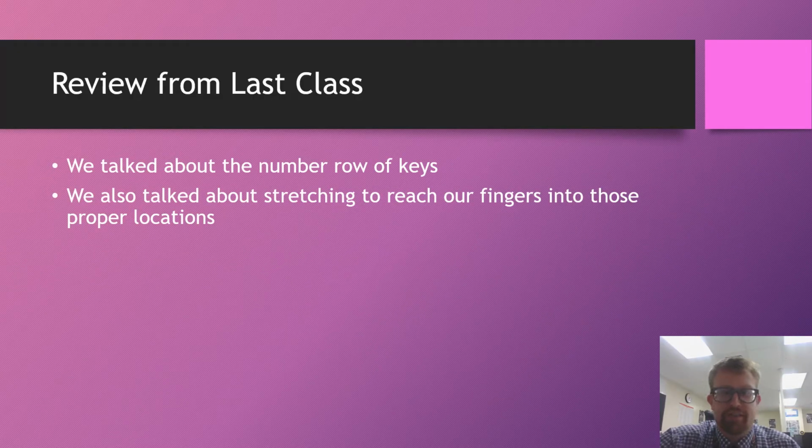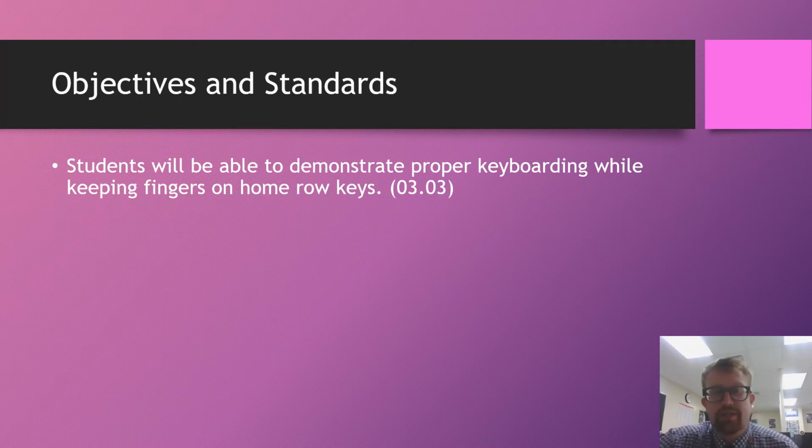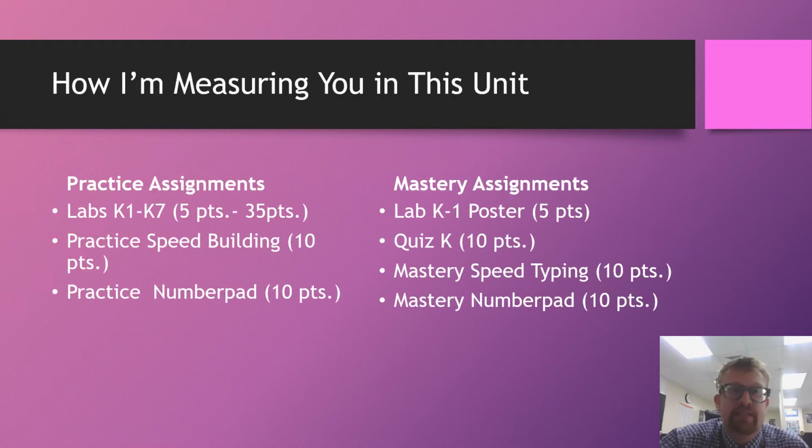So in the last class we talked about the number row of keys, which is the very top row, and we also talked about stretching those fingers to reach those keys, because that row is a particularly tricky row to type. You really have to reach up and hit those keys. So in this lesson, we'll be moving on with our next standard. We'll be able to demonstrate proper keyboarding while keeping fingers on the home row keys. We're going to focus on symbol keyboarding today.